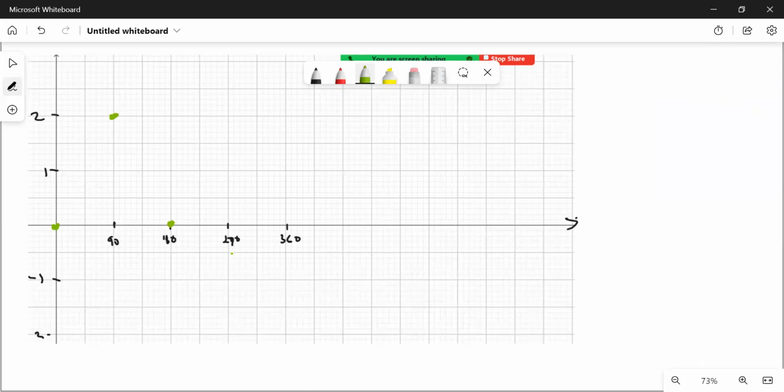270 goes with what? Negative 2 again. So this is 270, and then here you have negative 2. You come and shade here. 360 goes with what? With 0. If you have 360 which goes with 0, then you're going to connect the dots exactly as they follow each other again. So you are not going to use the ruler.